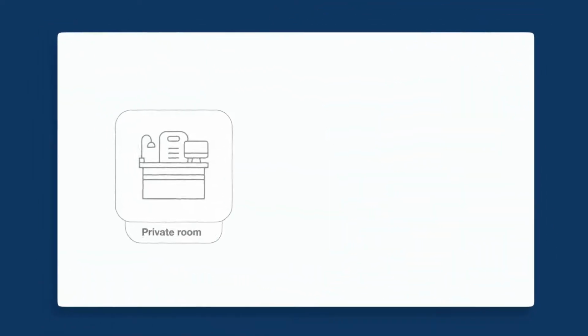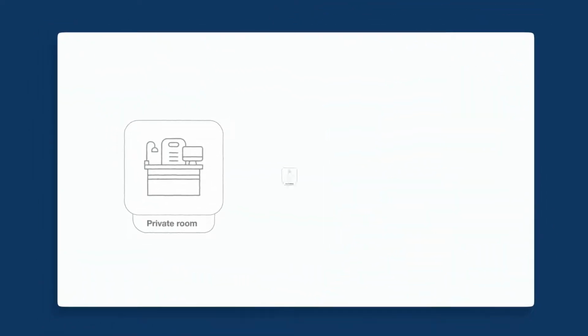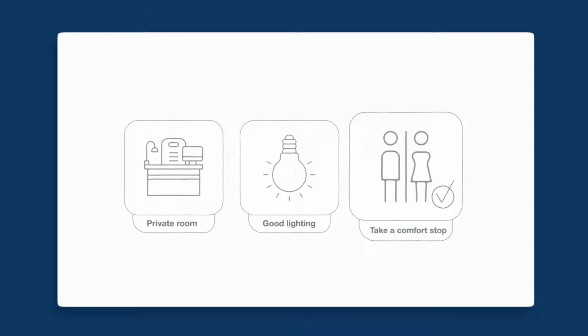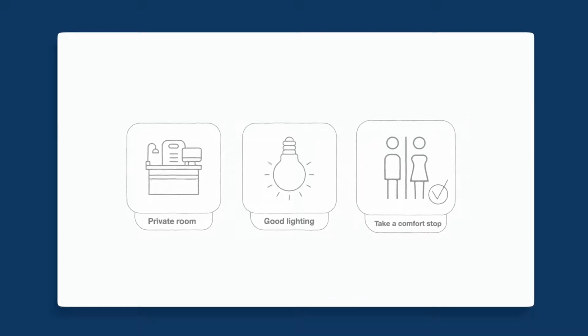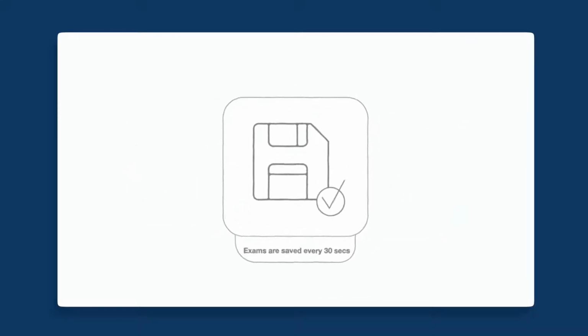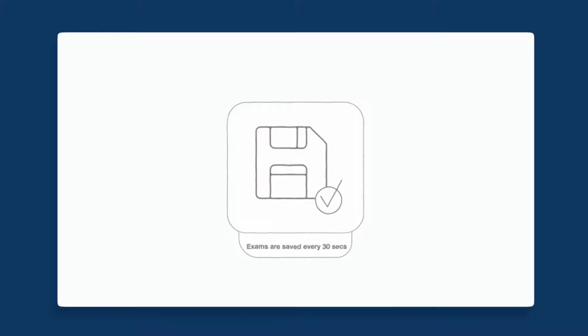You'll need a quiet, private room with a door. The room should have good lighting, but the light must not shine directly onto your webcam. Be sure to take a comfort stop before your test. You'll need a reliable internet connection. If your internet does drop off for some reason, your test is auto-saved and you can pick up where you left off.